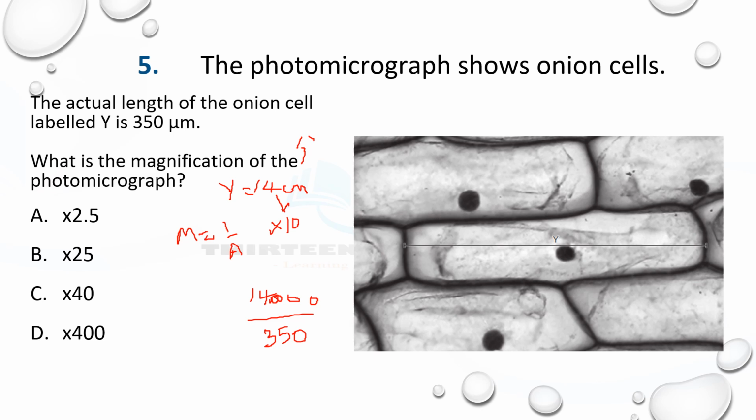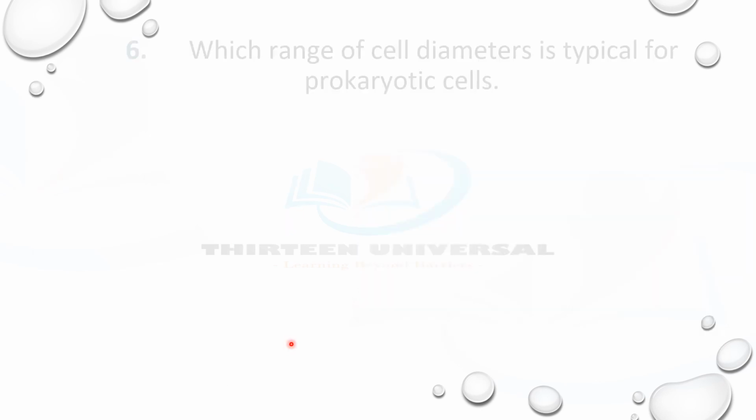Okay, 10 raised to the power 4, which is 10,000. So multiply 14 by 10,000 to give you 140,000. Is that okay? Divide it by 350. Punch your calculator. 350, of course, is our image size. All right, so punch it. What is the answer? The answer is 400 times. That's the magnification. Okay.